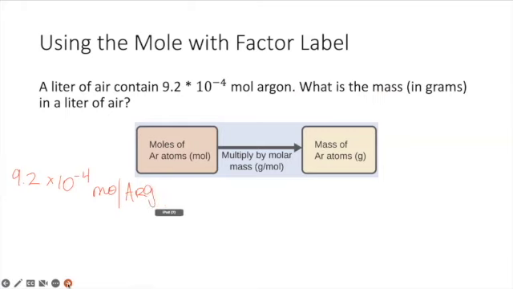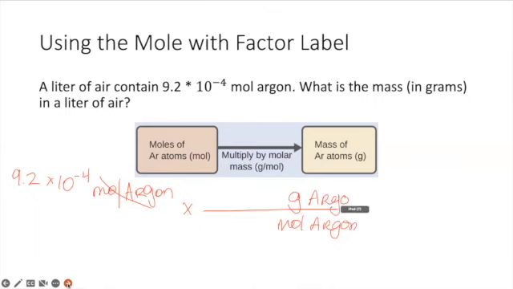Argon. So multiply by a conversion factor to get ourselves out of moles of argon and into grams of argon, which we do happen to know based on the molar mass. So this is always going to be 1, and then this will be the number that we find on the periodic table related to argon.